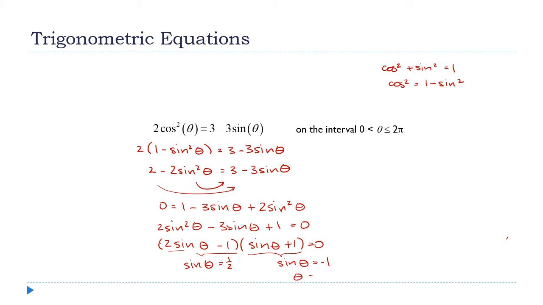Okay, the sine is -1 when theta is 3 pi over 2. And the sine is 1/2. Let's see, that's first and second quadrant. So this is going to be pi over 6 and 5 pi over 6. And there's my answers, right? Because again, I had this restriction, so that's why I did not do the plus 2k pi thing.